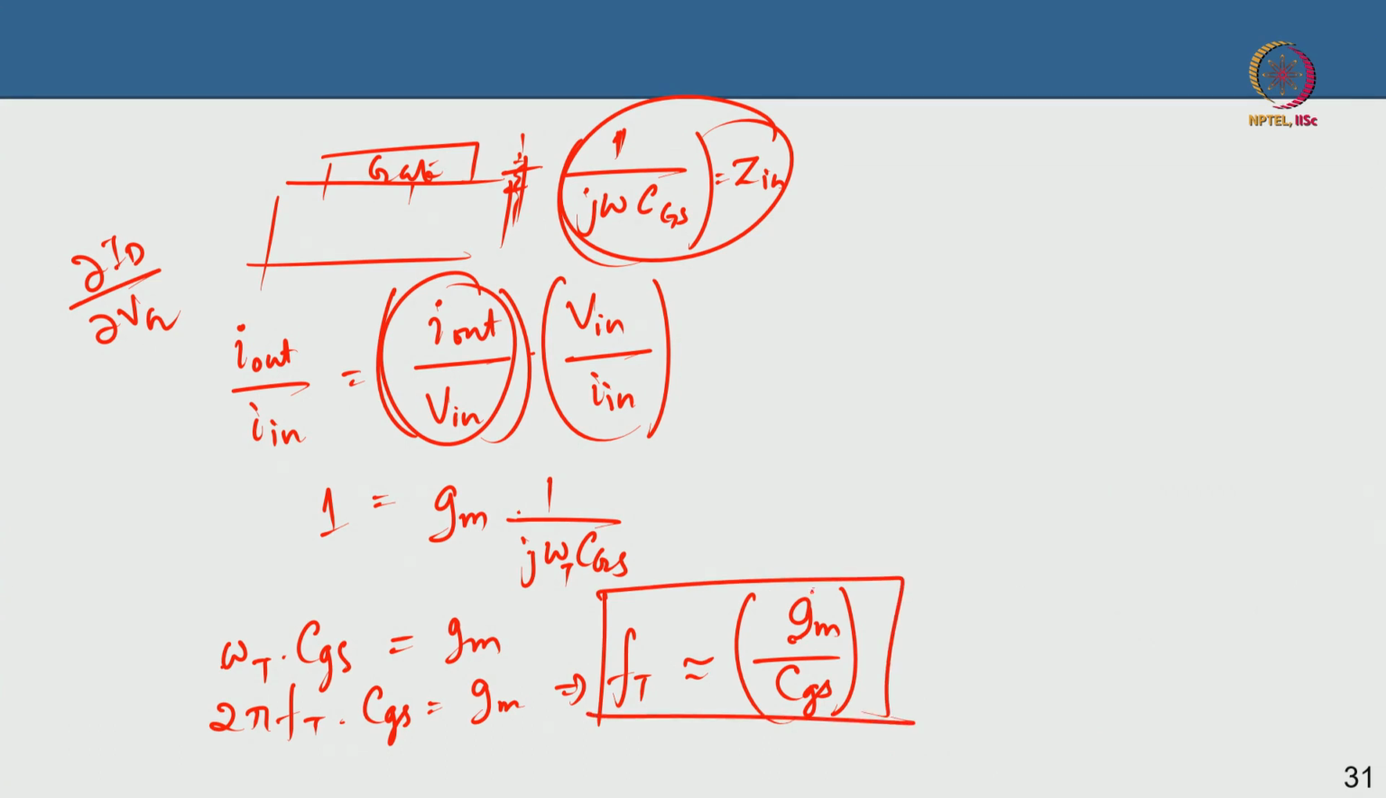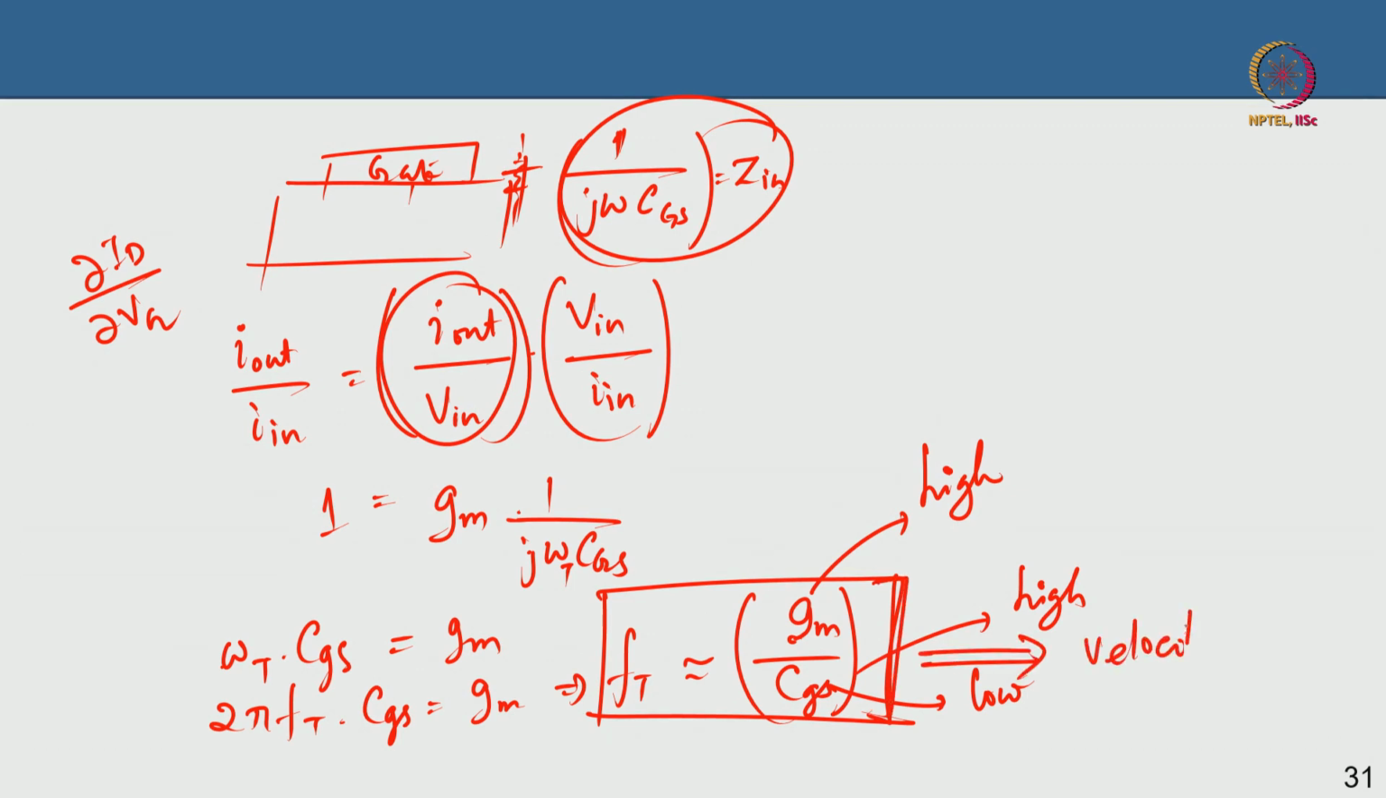So to improve the cutoff frequency, your Gm should be high and your capacitance should be low, but it generally does not happen always like that. If your Gm is high, naturally your capacitance also becomes high. This ratio actually represents the velocity, and the velocity of a material is constant at the limit of saturation. So this ratio of Gm by CGS you cannot arbitrarily increase.